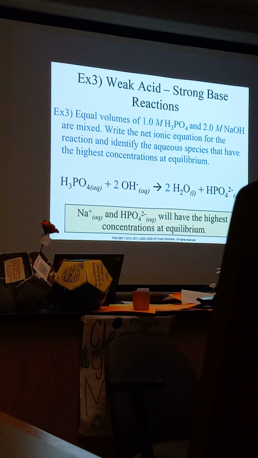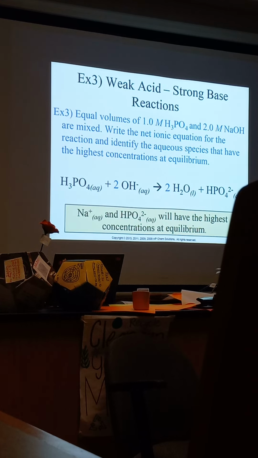Remember, if they're on both sides and they're aqueous, then you can't have them in here. See, this one, H3PO4 aqueous, is different from this one. That's why they can both be here. And OH minus is different from H2O. That's why it can be here. But Na, if it was here and here, would be the same on both sides, so we have to cross it out.